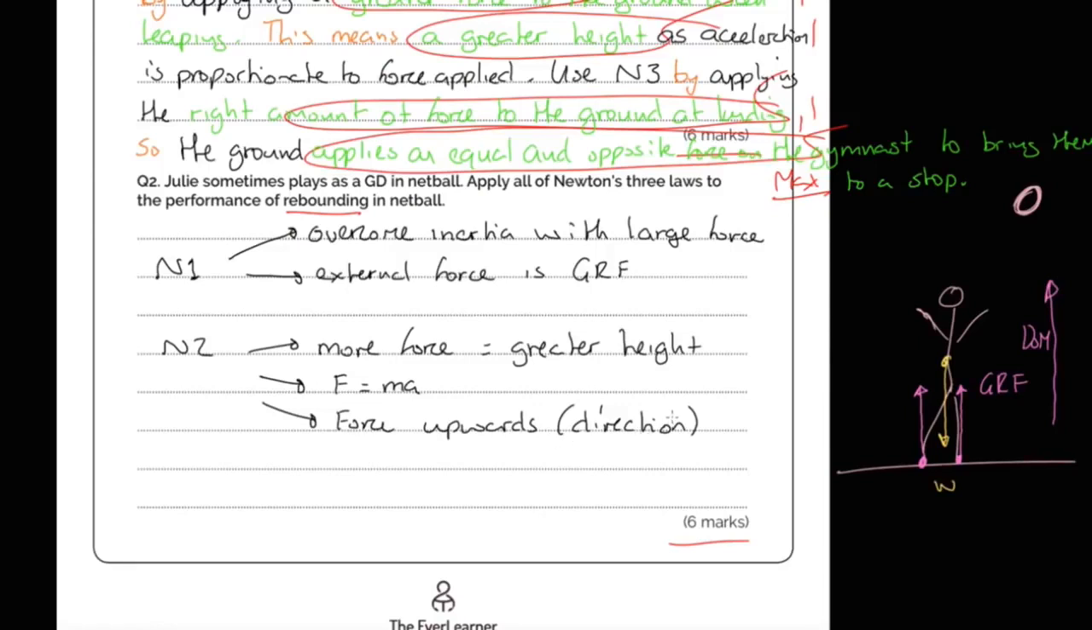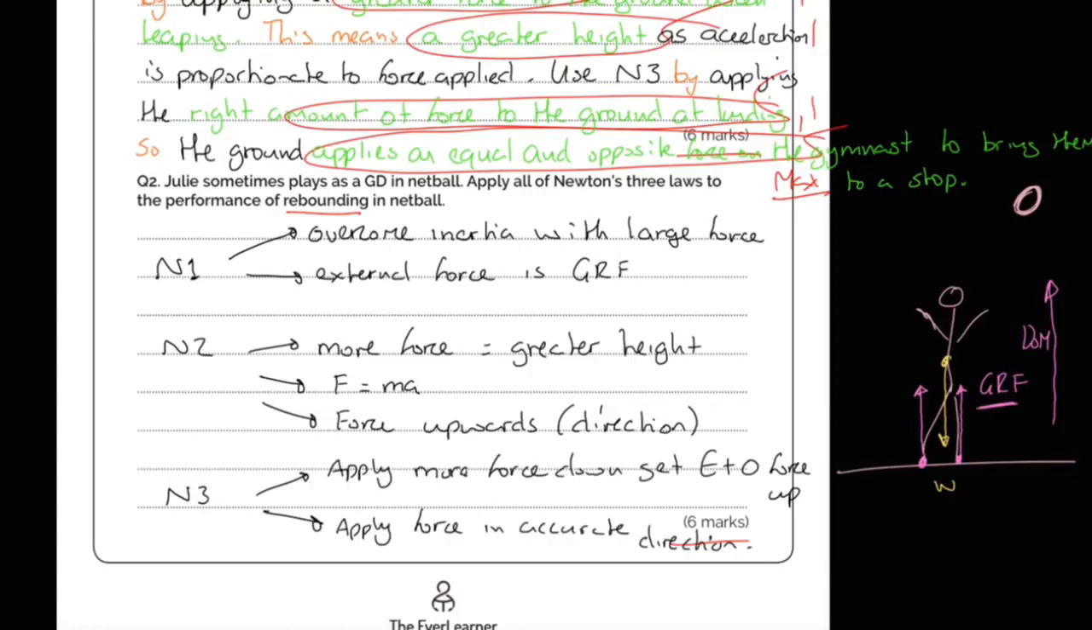As we said a moment ago, the force direction is upwards, and we already know that that's from the ground reaction force. Apply more force down to get equal and opposite force up. So the harder she pushes downwards, the more force she's going to get upwards. And apply force in an accurate direction. In other words, we must state the direction. So apply the force downwards so that she gets the ground reaction force upwards.